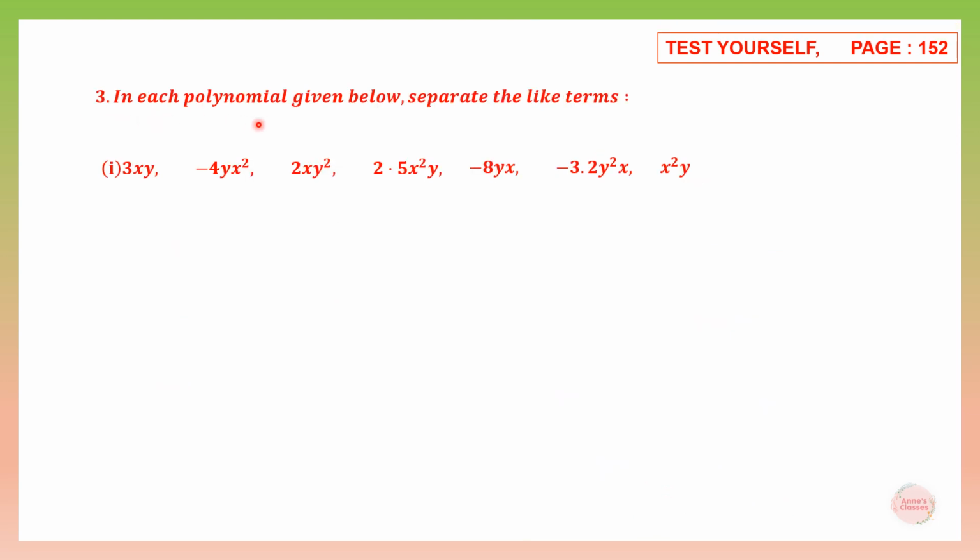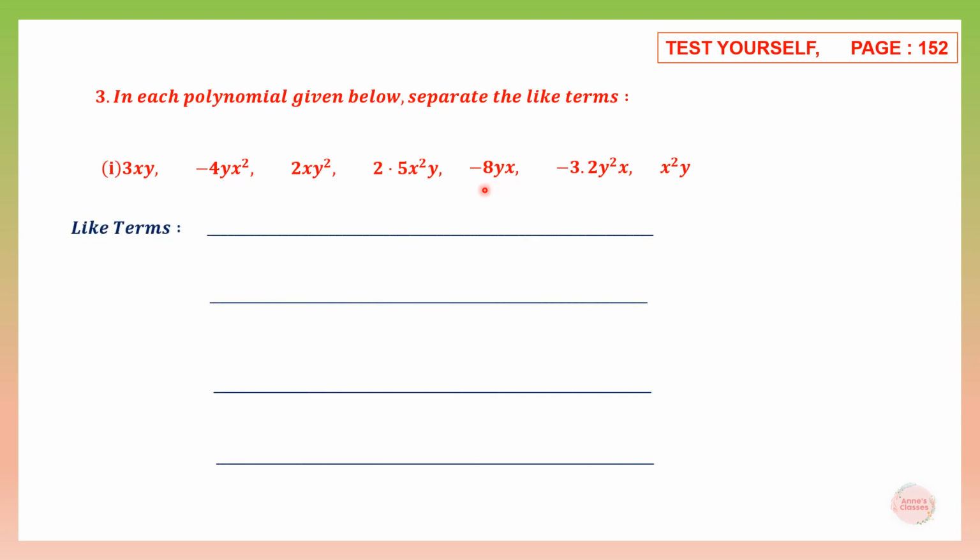Question 3. In each polynomial given below, separate the like terms. Like terms are terms which have the same literal coefficient. Now what are the literal coefficients? Like xy. Here we have 3xy. Look out for another term which has xy. 1x and 1y. Not this, because there are 2x here. Not this, because there are 2y's here. Not this, there are 2x. Now here we have 1x and 1y. Even if the order is different, they are the same. Okay, so we're going to write that.